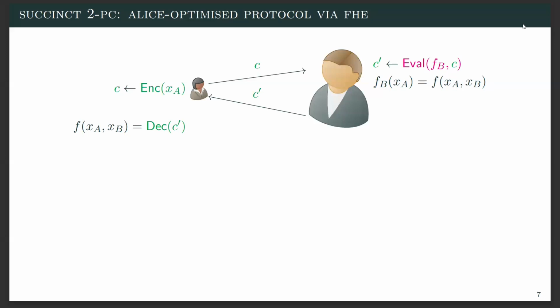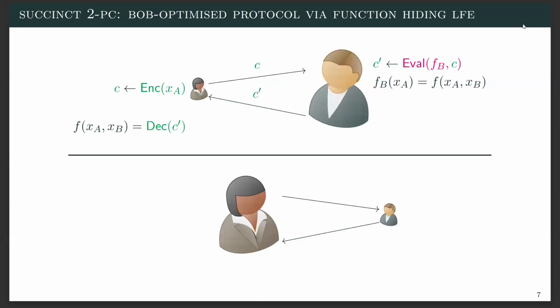So a natural question is, can we come up with a sort of dual notion, that of a Bob optimized protocol? And the answer is yes, we can. We can do that using a function hiding version of laconic function evaluation. So how does it work? Just to recap what we're considering here: Bob is resource constrained and Alice is doing all the heavy lifting.